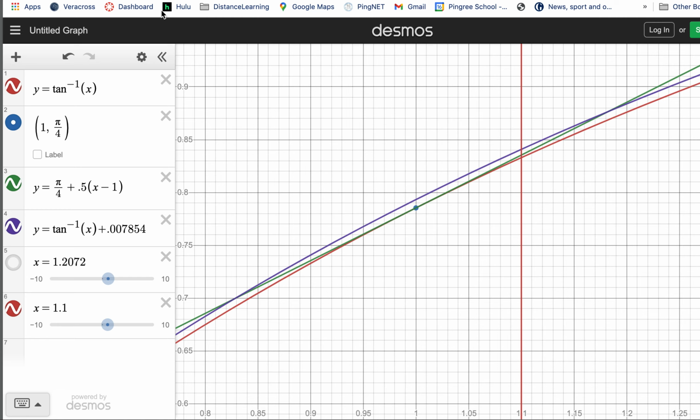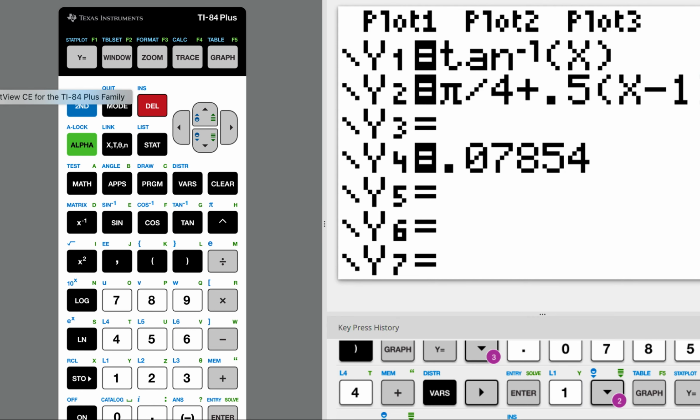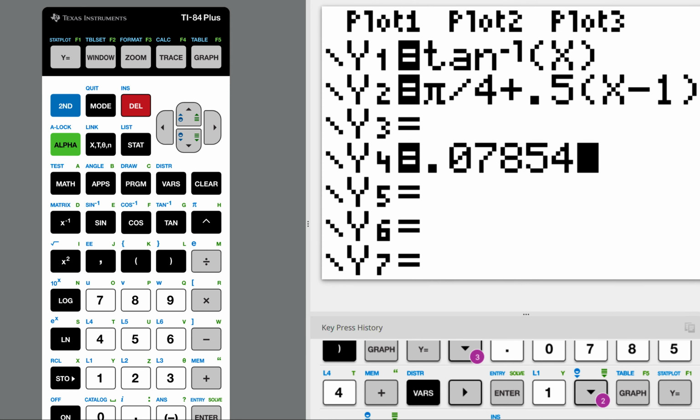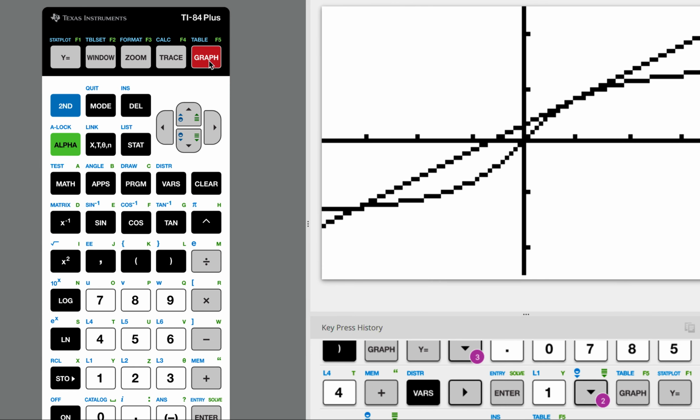You guys, if taking a quiz, will not be able to use Desmos, so let's look at it quickly on our calculator. Okay, here I've typed in the same function, inverse tan of x, and then I've typed in the linearization just to save a little bit of time. See if we can see the whole thing. If we go to the graph, whoops, I've got too much turned on here.